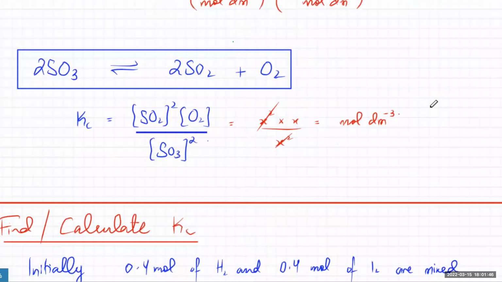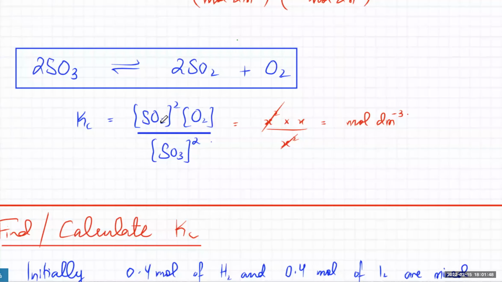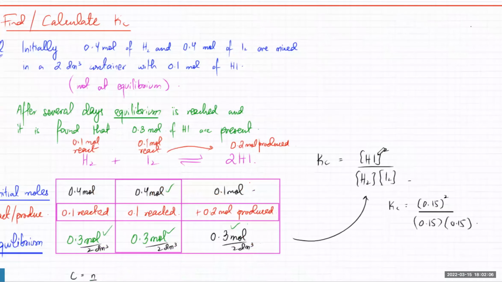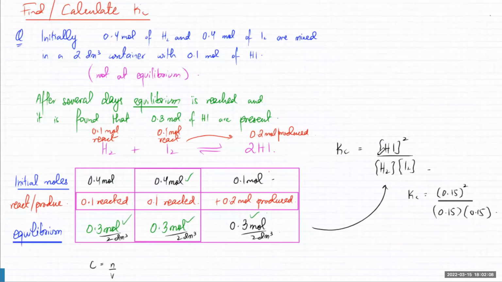Yes, so 3 के ये उसका expression है, product concentration SO2 squared, O2 power 1 divided by reactant SO3 squared. So it's x squared into x divided by x squared, comes out to be just x. X is mole per dm cube. Is that clear? Yes. अच्छा, अब अगला part जो है, that is the part that is kind of difficult.